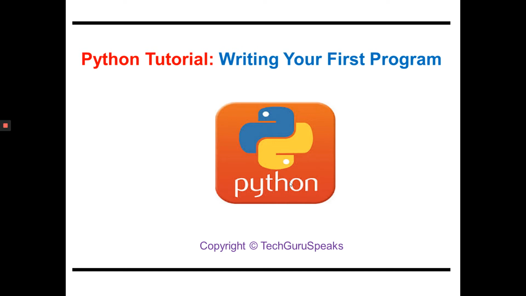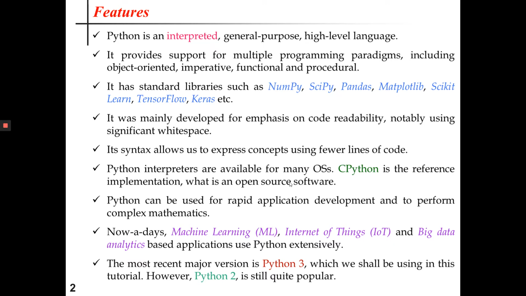Today's topic of discussion is Python, and we are going to write our first program in Python. But before writing a program, we need to see what the features of the Python programming language are. Python is basically an interpreted general purpose high level programming language. So it supports a line by line execution.